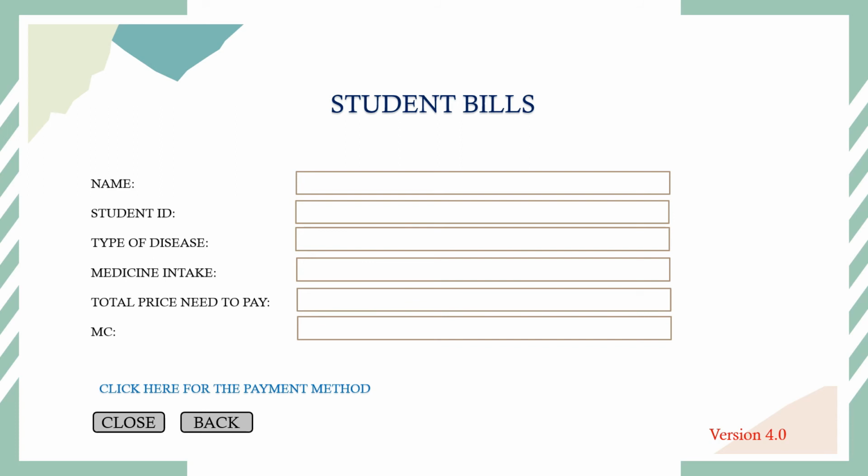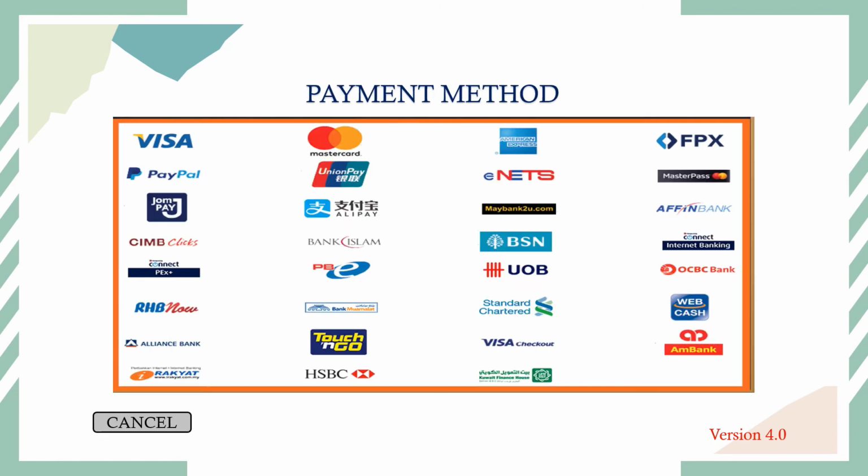So this is the payment section after we click the hyperlink on the previous page. From this view, we can see lots of payment methods we can use, such as online banking, e-wallet, and also credit card. The student can choose one of those payment methods to settle the payment. After the student has chosen the payment method, they need to log in to their bank account to make a full transaction for the medical payment.